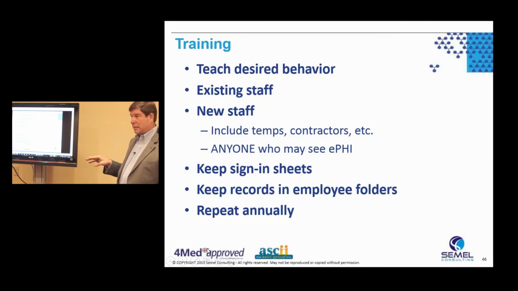We're not talking about go to school or get a 5-hour, 6-hour certification class. You've got to get everybody trained and signed off on before you give them access to protected health information. Keep the sign-in sheets, keep records in the employee folders, and then repeat this annually. There's no specific requirement to do that, but it's another one of those things like OSHA training and these other things. Get in the habit of doing this stuff on a regular basis. It'll reinforce what you're doing. It'll also give you stronger records to use if you're audited.